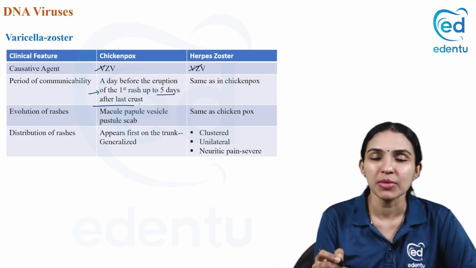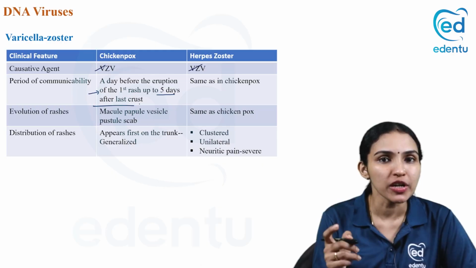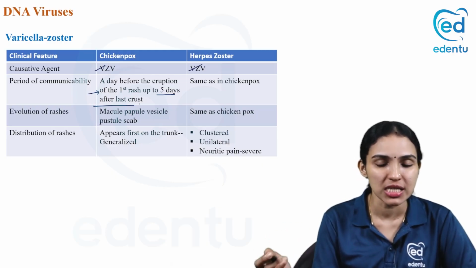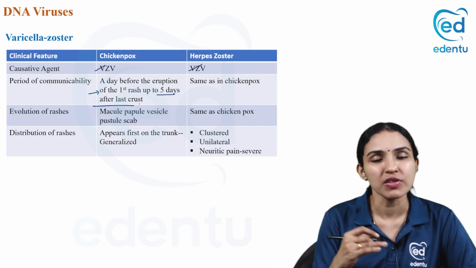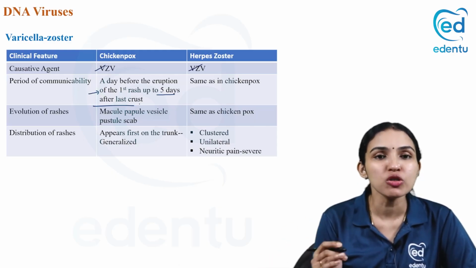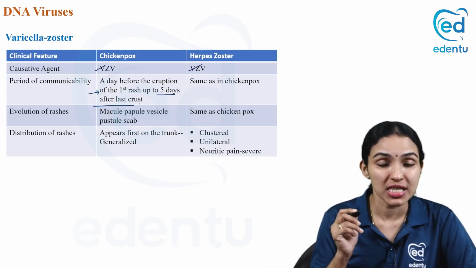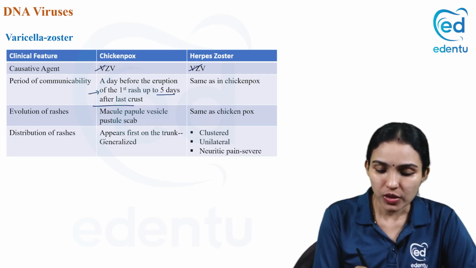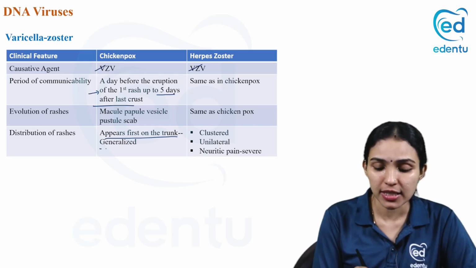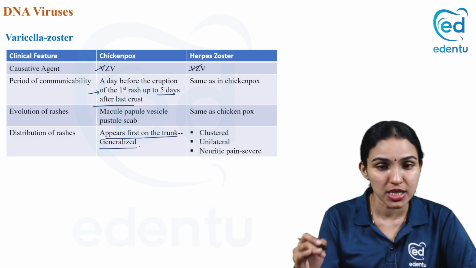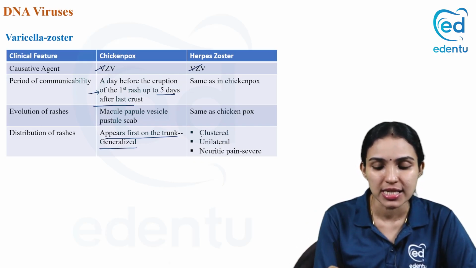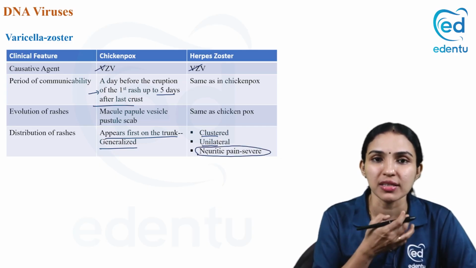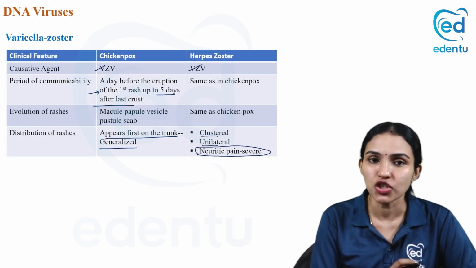It is almost the same in herpes zoster. The evolution of rashes, I told you, has all the stages like macule, papule, vesicle, pustule, and scab. Zoster also has a similar kind of evolution. Distribution of rash is the difference between zoster and chickenpox. In chickenpox, it appears first on the trunk and then becomes generalized. Whereas in zoster, it is always localized, clustered, unilateral, and there will be severe neuritic pain. That is the difference between zoster and chickenpox.